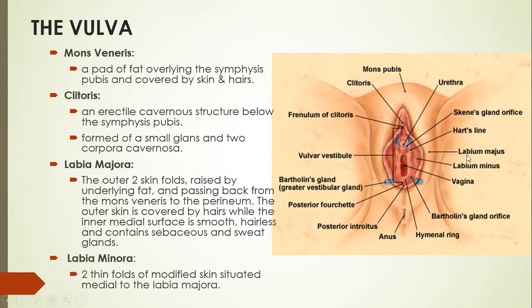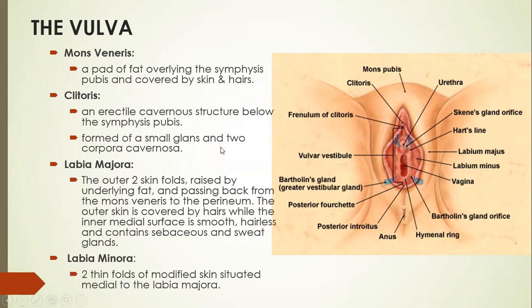Coming to the vulva, which is seen from the external side. This is the external genitalia of the female. Outside we have the mons veneris, also called the mons pubis, in the front. It is a pad of fat overlying the symphysis pubis and covered by skin and hair. It is just in front of the pubic symphysis, filled with fat, and covered by skin and hair.